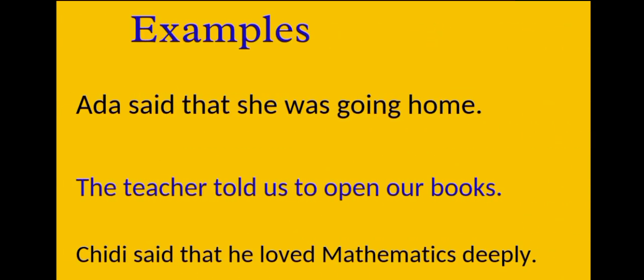Examples. Now we are going to be converting those three examples we had in direct speech. We're going to be using the same examples to convert them to reported speech. So the first example in direct speech was Ada said, comma, then quotation marks, "I am going home." Now the indirect version of it is Ada said, then you remove that comma and add that. Ada said that she was going home. You can see that the pronoun I changed to she, and the tense am changed to was. We would explain more about it, so just follow me.